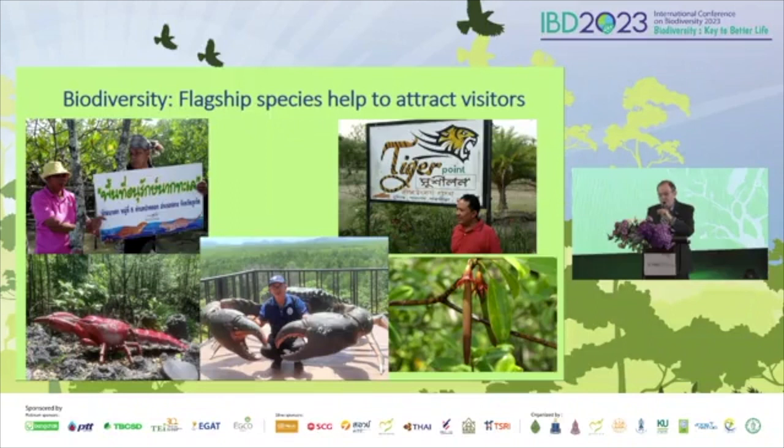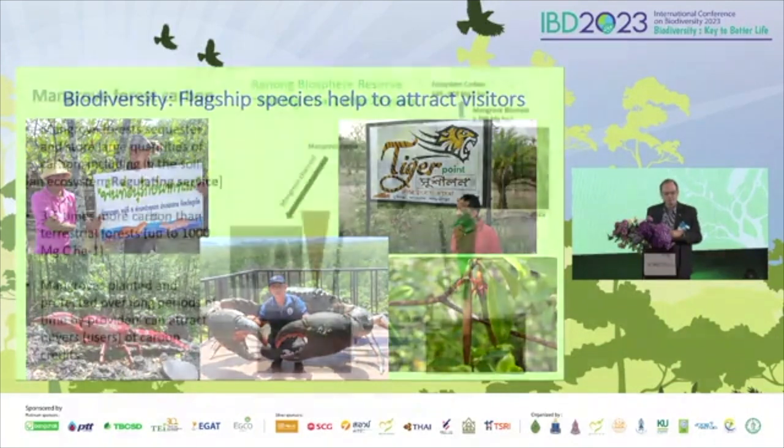And in particular for tourism, it's the flagship species that really attract tourists. And in Thailand, we have the otter, we have the mud lobster, and we have Dr. Sunshine with his big mud crab. In Bangladesh and India, the tiger attracts people. They don't care if they don't see one. It's just the thought they might see one that attracts them to go there. And this is a very strong selling point for mangrove tourism, mangrove ecotourism.